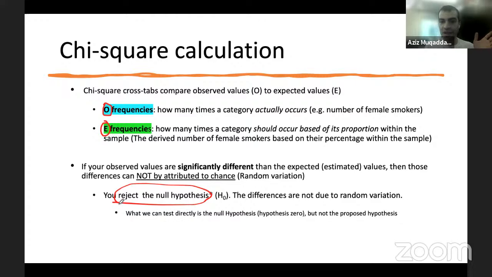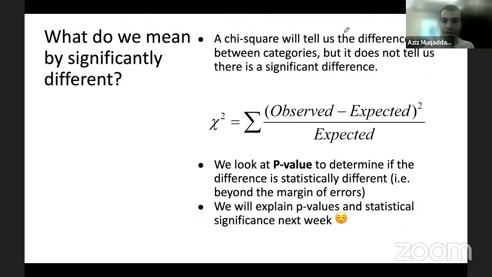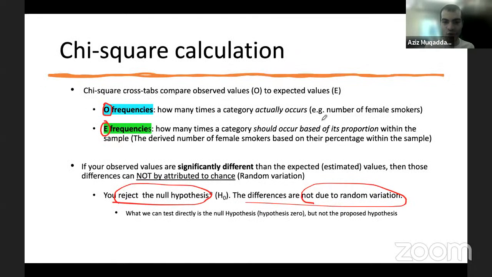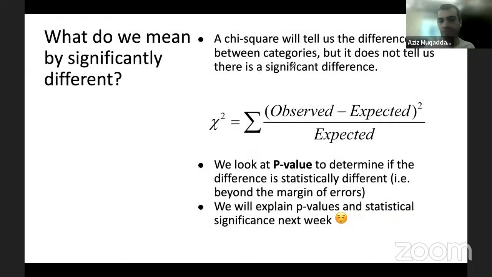So we say, obviously, saying there's no relationship is false, i.e. the difference is not due to random variation. There is something going on, right? So we reject the null hypothesis. The way we know, and here's the key point, how do we know if it is significant or not? If the difference between expected and observed is just 1 or 2, is that a significant difference? What we would do is then we calculate the chi-square and the p-value.